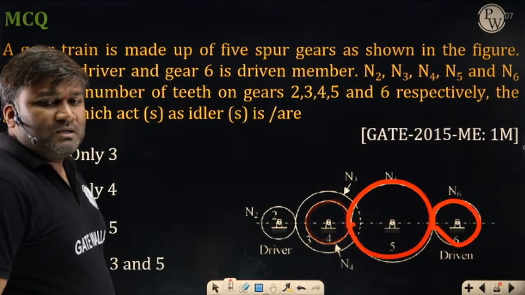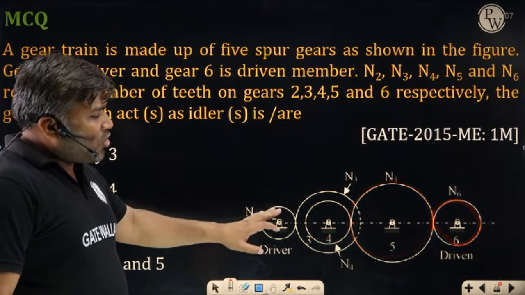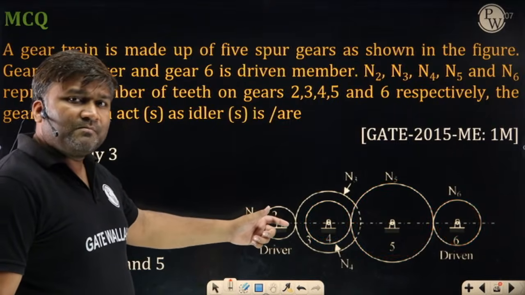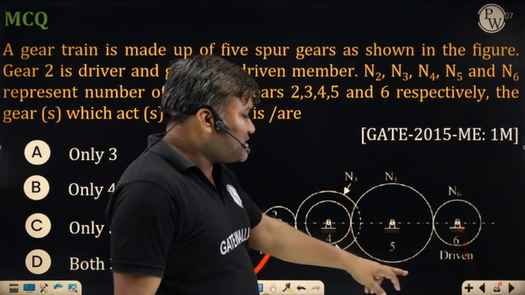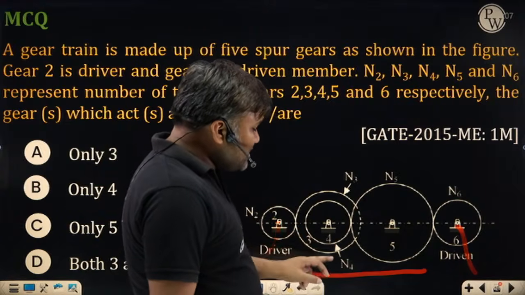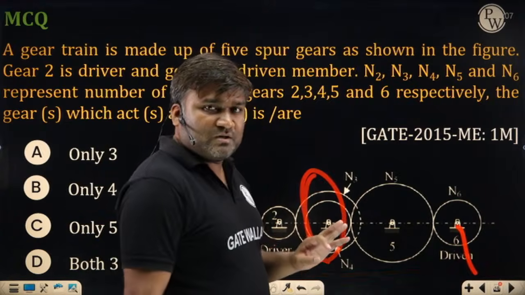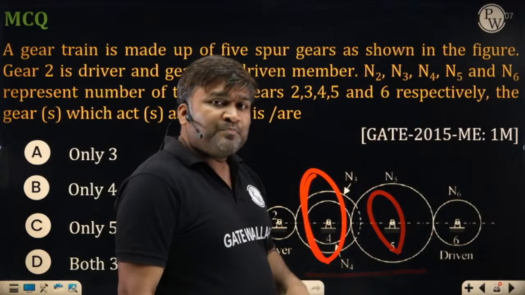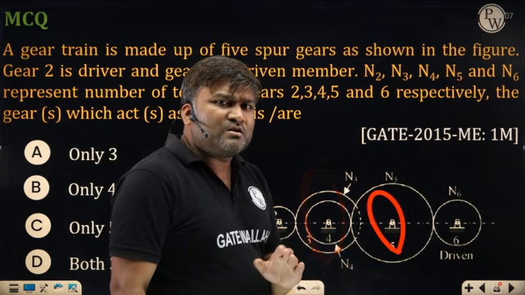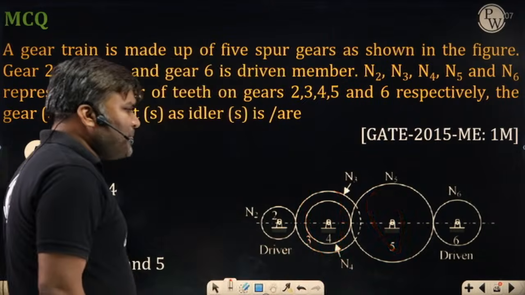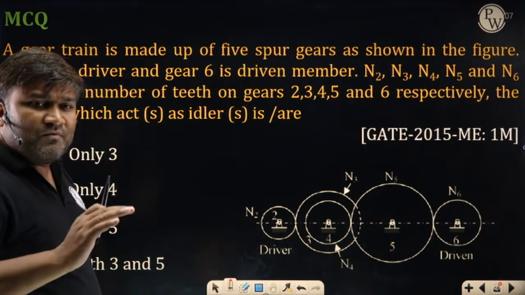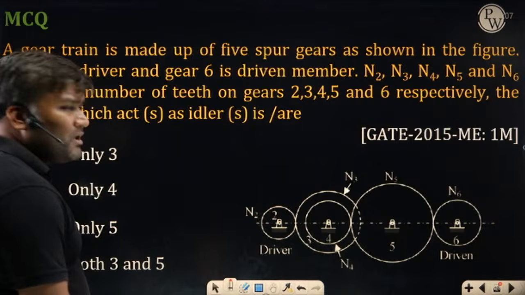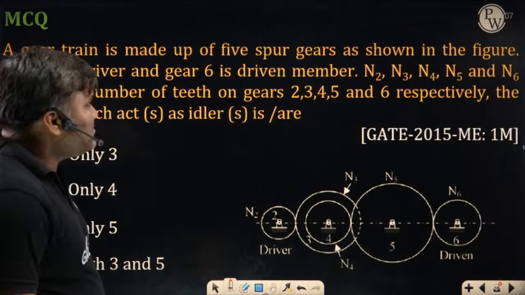So first of all, tell me in the chats, can I call this a compound gear train? Input and output shaft, apart from these, on the intermediate shaft, at least at one place I may have compound gears. This is not compound. So can I call this a compound gear train? Yes, we can call it a compound gear train. Even if we are having just one compound shaft, one compound gear, I can call it a compound gear train.